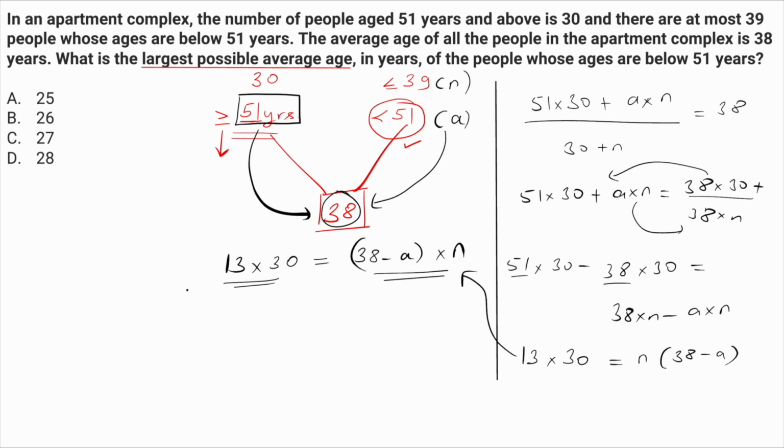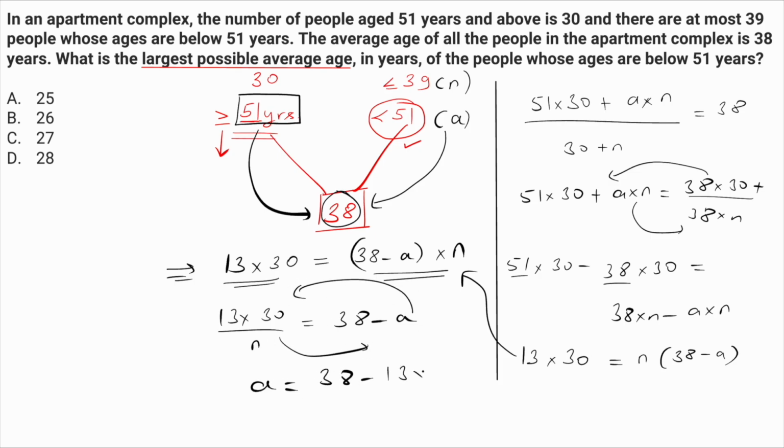So a better way is to go with the concept of deviations actually, and this will give me 13 into 30 upon n is equal to 38 minus a, with the remaining terms on the right hand side. I'll get a is equal to 38 minus 13 into 30 upon n, and we want this a to be as high as possible, the largest possible value. Now notice this a will be as high as possible when this minus part will be as low as possible, right? 38 minus something, the subtracted part should be as low as possible. That will happen when n will be as high as possible.